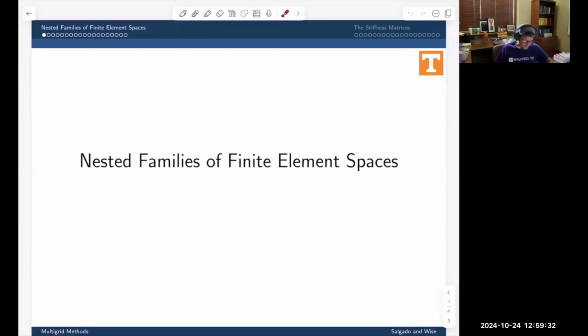Welcome back to Multigrid Methods. We're talking about the finite element method in this chapter, chapter 6, and we want to see the application of the multigrid method for solving problems derived by approximating PDE using the finite element method, and we want to fill in all the details for this method.